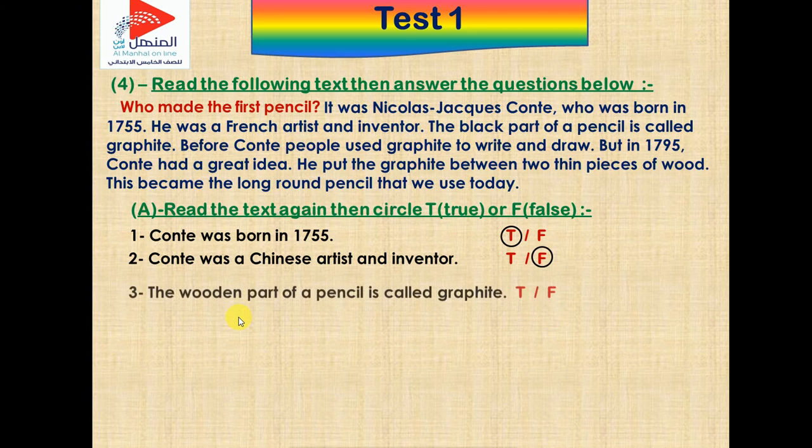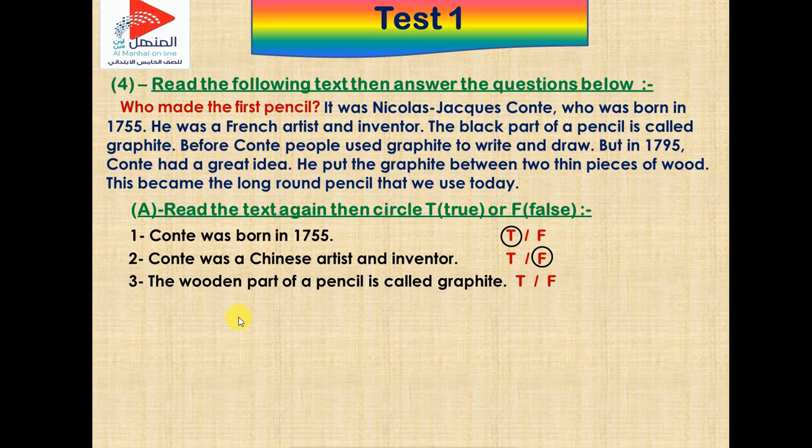Excellent. Number three, the wooden part of a pencil is called graphite. Is it the wooden part that's called graphite? No. The black part inside the wooden body of the pencil is called graphite. So it's not the wooden part, but the black part. You don't have to be hasty. Take your time and think well. All right, don't be tricked. Good job. So it's false.